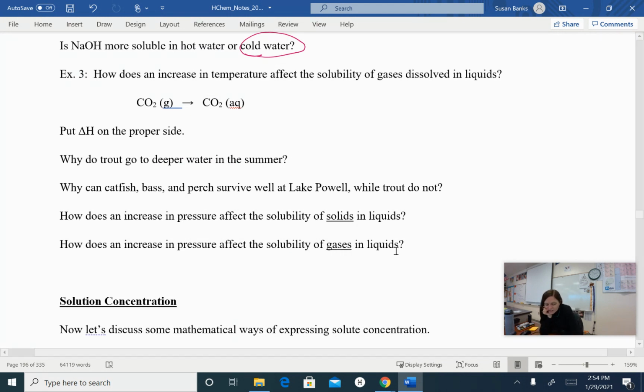How does an increase in temperature affect the solubility of gases dissolved in liquids? So CO2 in gas form versus CO2 in water.